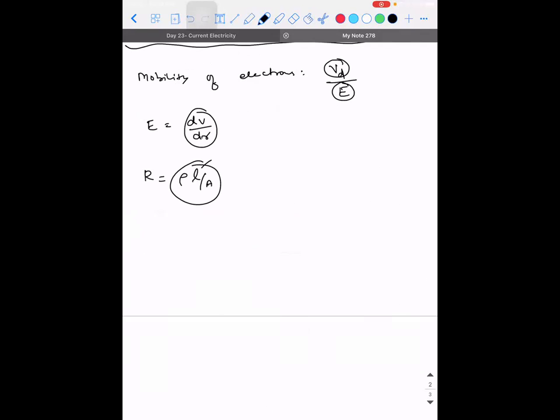So sigma is the reciprocal of resistivity. Yes. So there is a formula. Current density, write it down. Current density is equal to conductivity multiplied with the electric field.